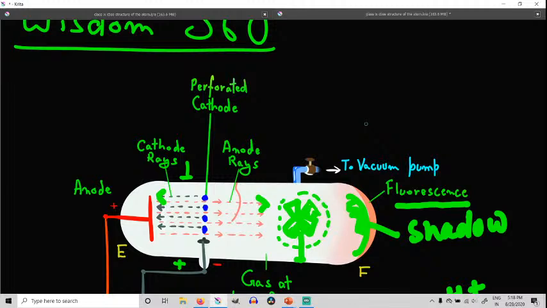Next class is a very important class. I will show you the working model of Thomson, and then we will understand the Rutherford experiment, which is also very, very important: the Rutherford model of atom, with the discovery of the nucleus by understanding the Rutherford scattering experiment.